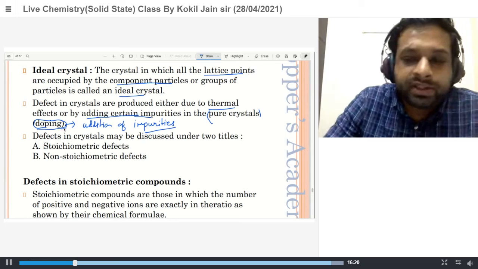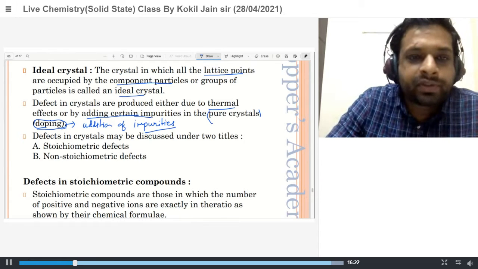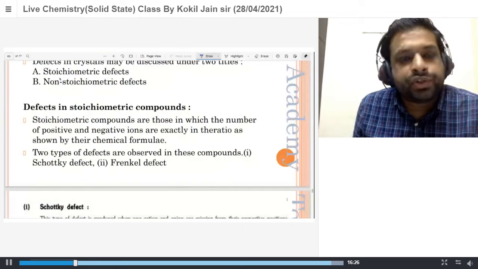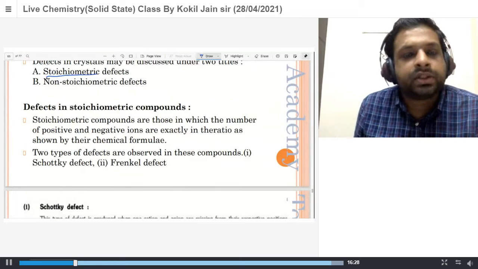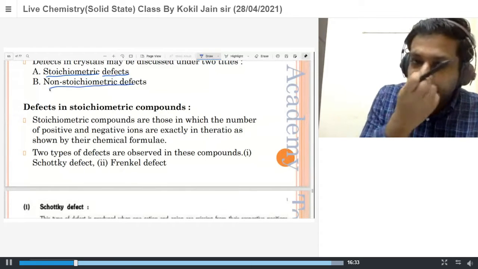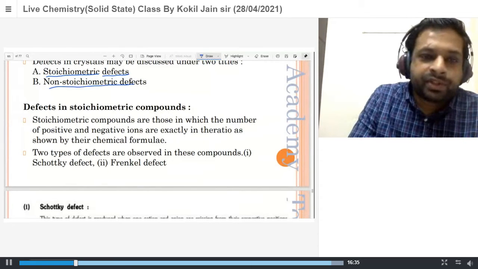Now let's see two different types of defects. First, we will see stoichiometric defects. Then we will see non-stoichiometric defects. So what are those stoichiometric defects?